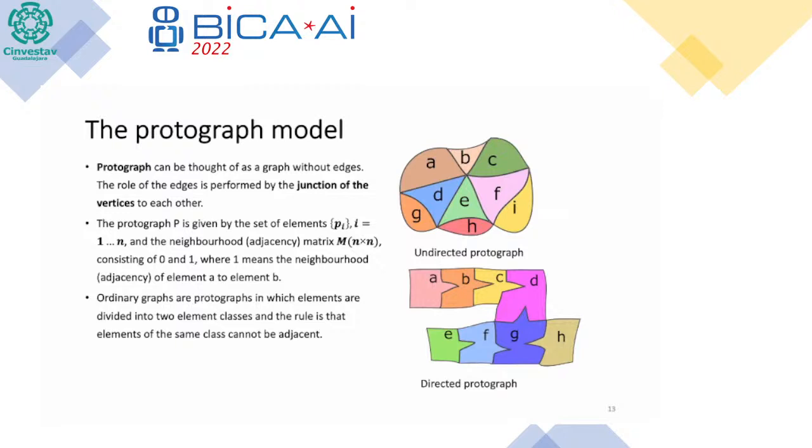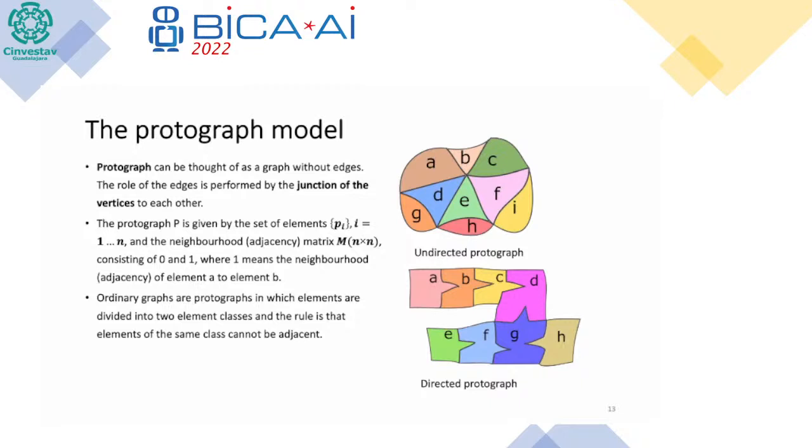Let's talk about another type of graph data model, the protograph model. A protograph can be thought of as a graph without edges. The role of an edge is performed by the junction of the vertices to each other. So a protograph is given by a set of elements and a neighborhood matrix consisting of 0 and 1, where 1 means the neighborhood of element A to element B.